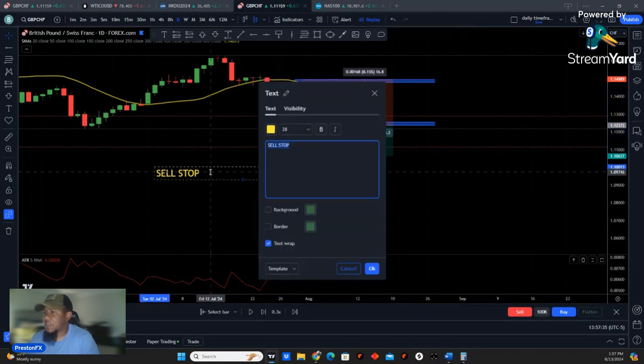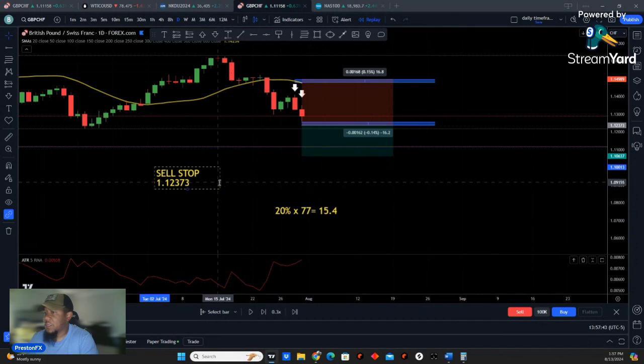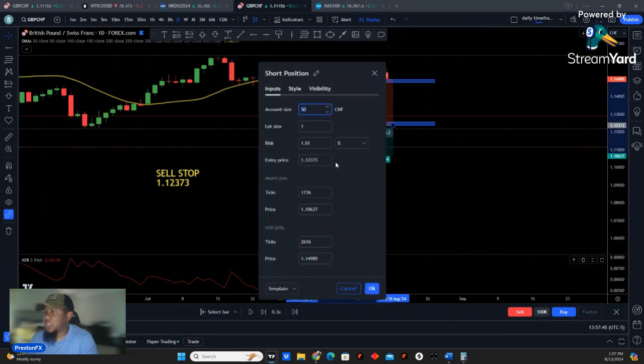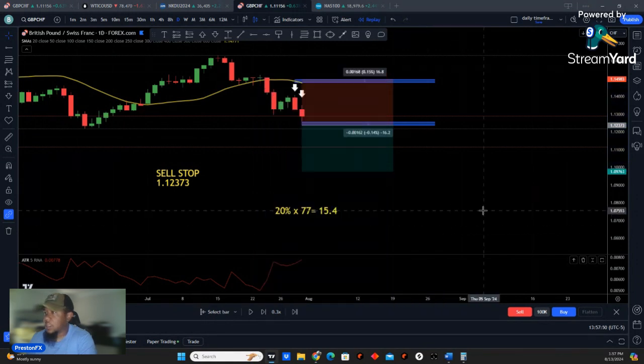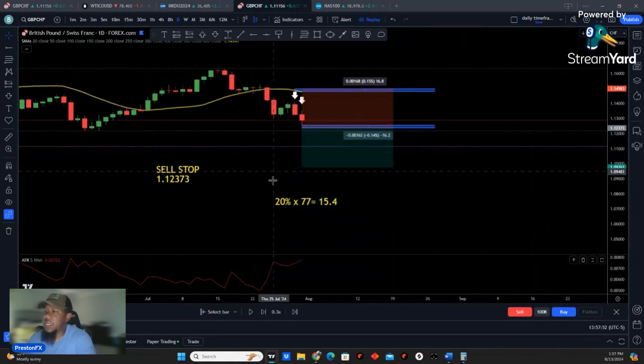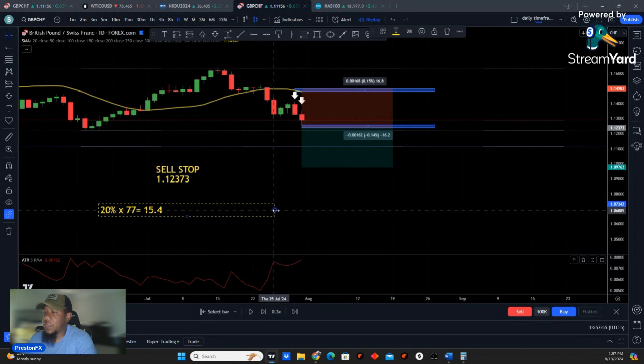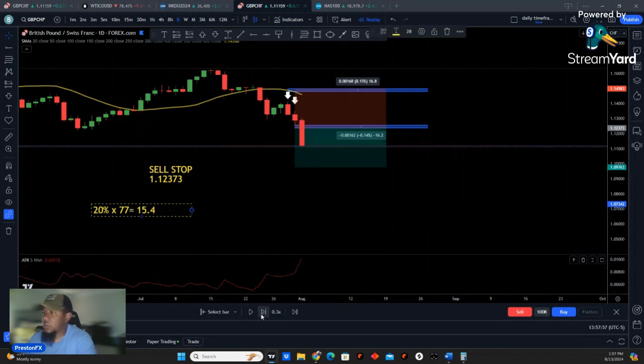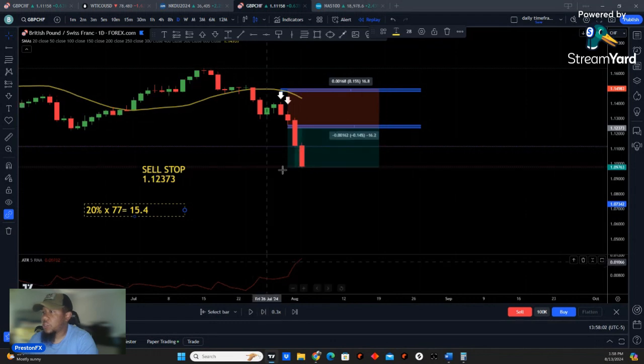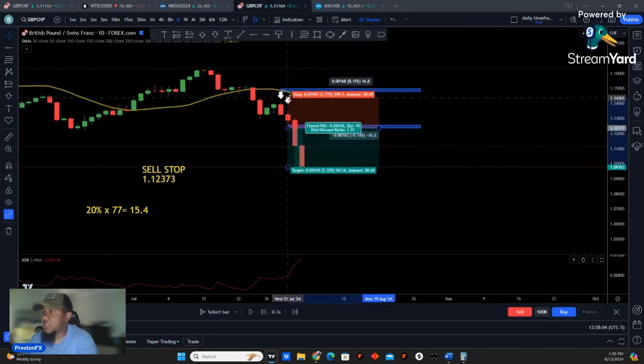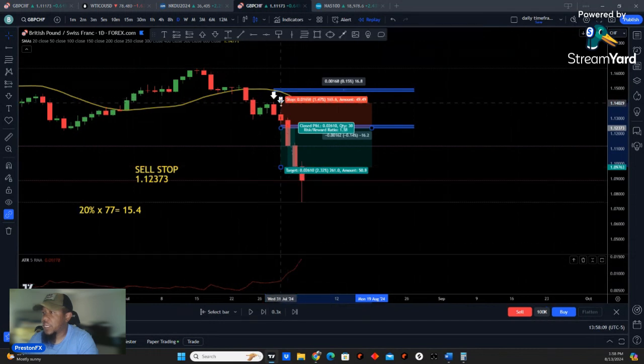Copy. Sell stop, boom, right here. All right, and we have a 261. Sell stop, and let's move this out of the way. This was our formula. All right, let's go. 1, 2. Remember, they said always trail your stops with the ATR. Trail your stops with the ATR.